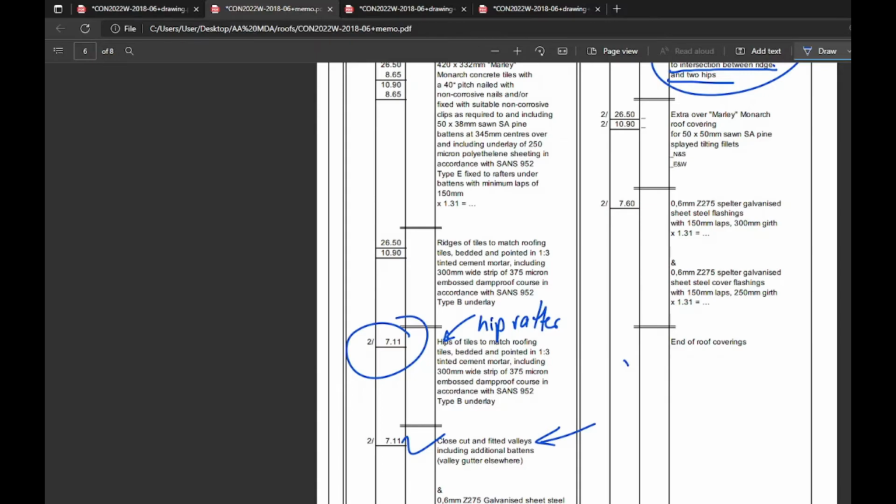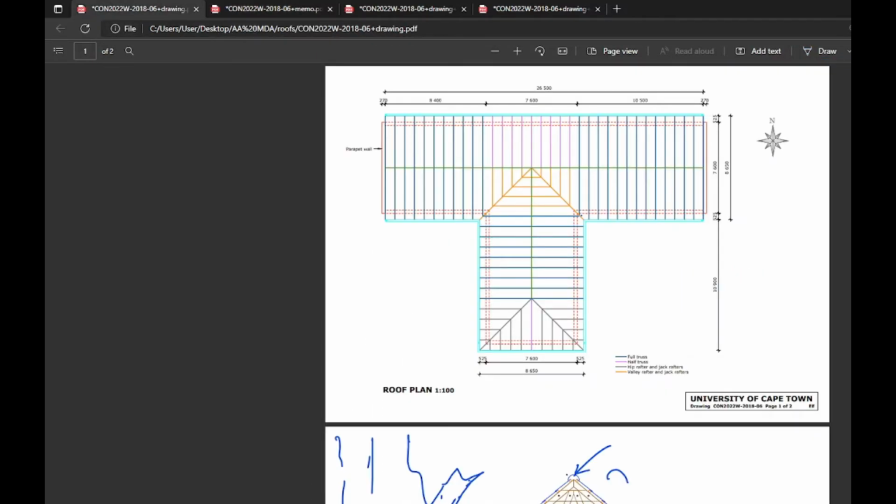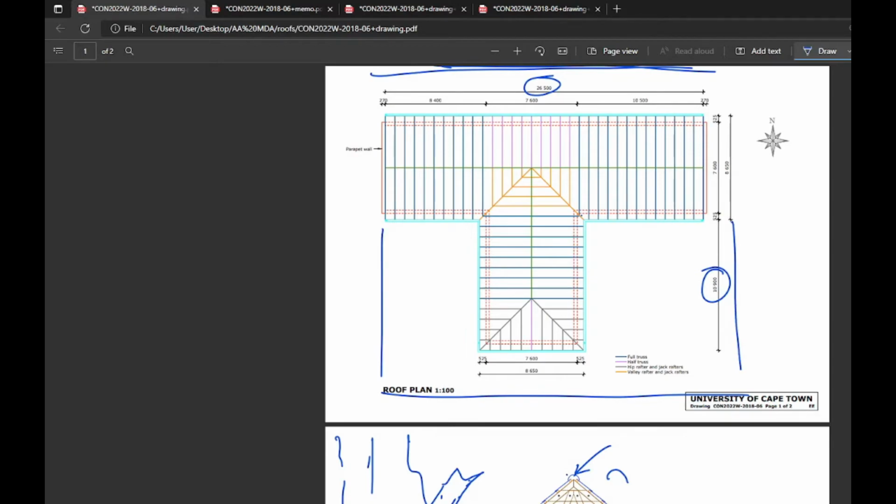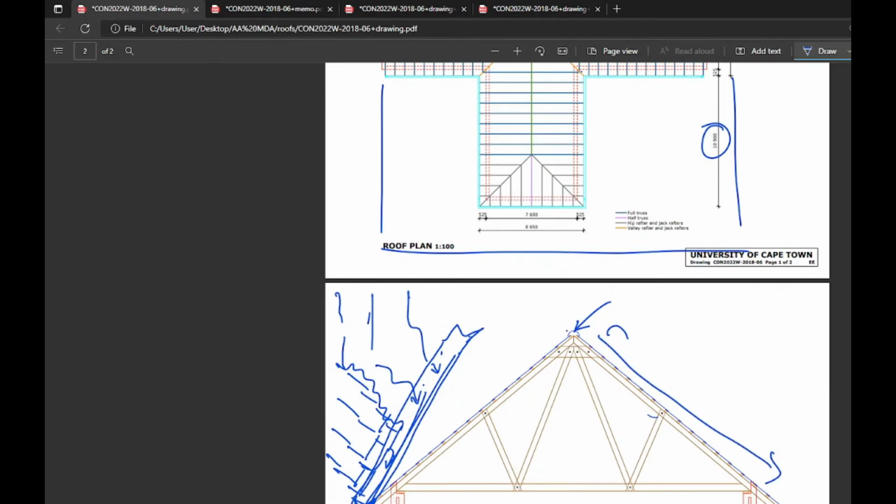tilting fillets. Slate tilting fillets is pretty self-explanatory. They've taken 26.5 again. They've taken 10.9. They say, well, this is 26.5 straight there, and this is also 26.5. Here's 10.9, 10.9. And what's important to note is the gable ends do not have splayed tilting fillets. It is only where the bottom of our slope starts to meet the edge of our rafter. That is where you need to put a splayed tilting fillet.